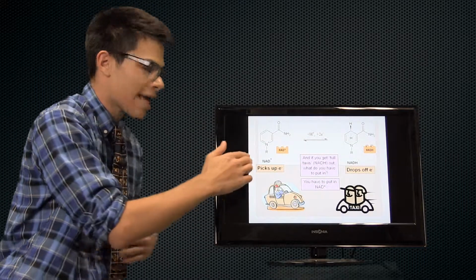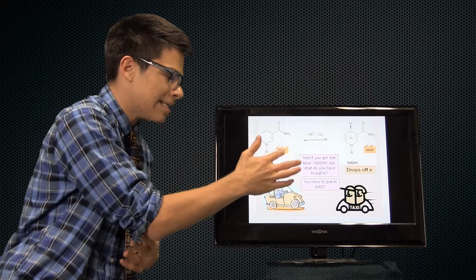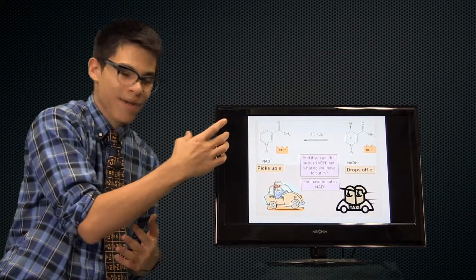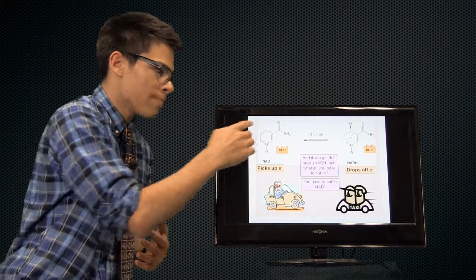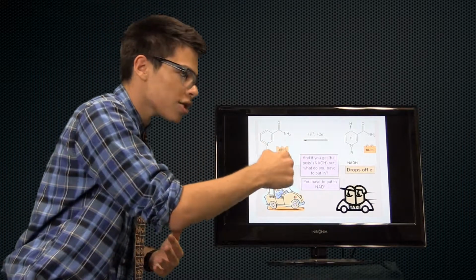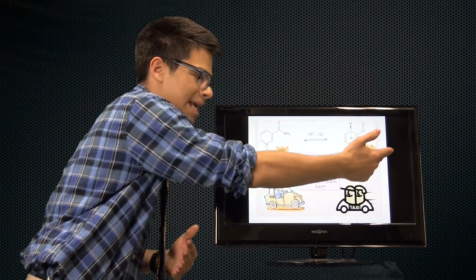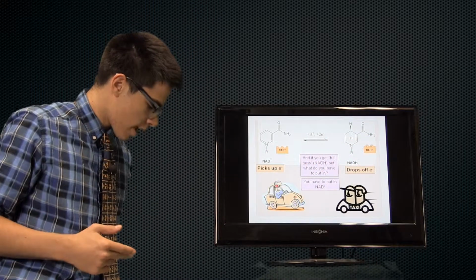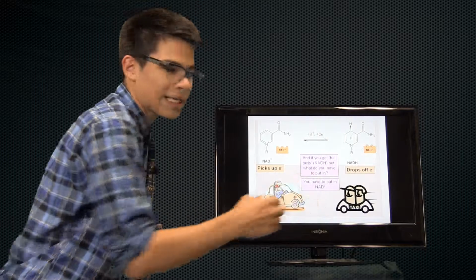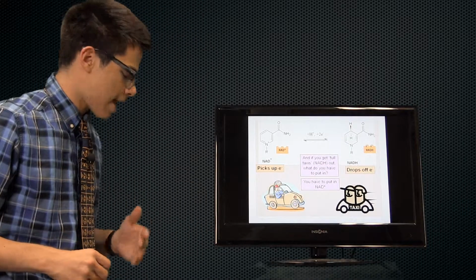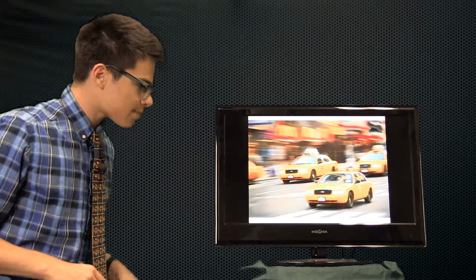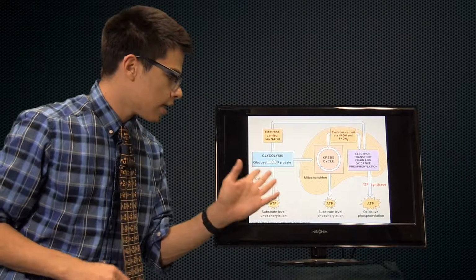So right now we're looking at a taxi called NAD+. That's when it does not have a passenger, when it's empty. When we add an electron to NAD+, we get NADH. You can think of H for high energy. NADH is a high energy molecule. Eventually we'll be able to drop off that electron at the electron transport chain, and we'll see how that works. So that's basically what we did in glycolysis.